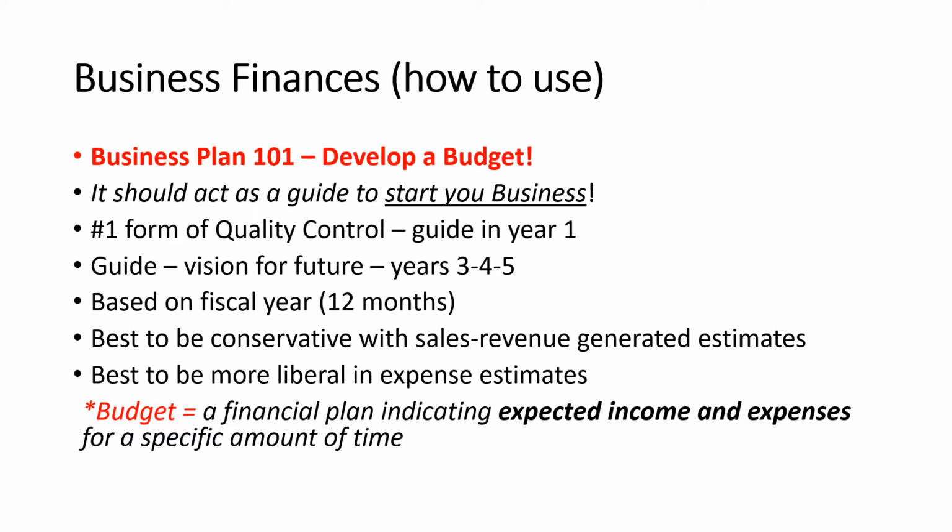So again, look at in the health industry, what is the traditional start for a fiscal year to start your budget. It's best to be conservative with sales and the revenue that you're generating. Again, we're talking the same thing. This is money you're making. This is your money you're taking in when we talk about sales and revenue. And then you want to be a little more liberal when you're talking about your estimates for expenses, some money you're paying out. So again, by definition, a budget is a financial plan indicating expected income and expenses for a specific amount of time. We're talking about you doing this for 1 year.